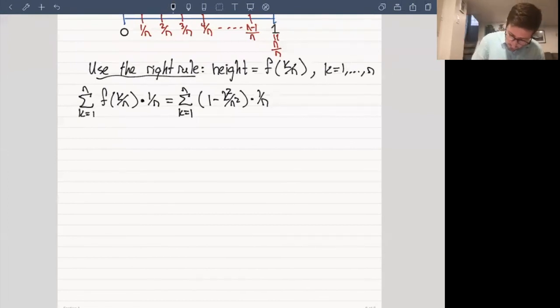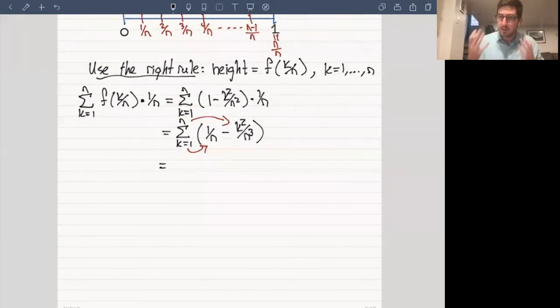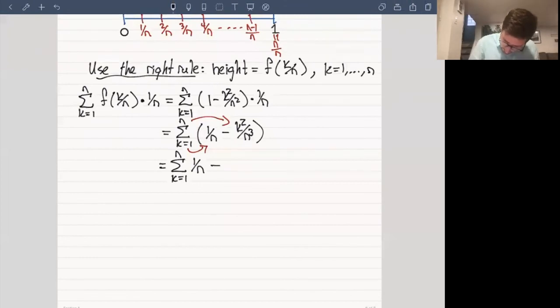So let's multiply this out and let's distribute the sum over each of these terms. So first we have the multiplying out: 1 over n minus k squared over n cubed. And let's distribute that sum over each one of these terms here. So I'm going to take the sum of this piece and the sum of that piece, and I'm going to subtract them. This is a nice distribution property of all these sums. And so this gives me the sum from k equal to 1 to n of 1 over n, minus the sum from k equal to 1 to n of k squared over n cubed.